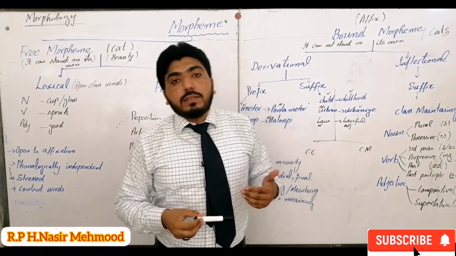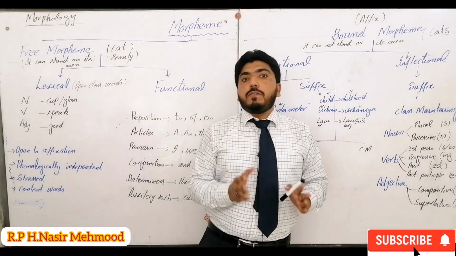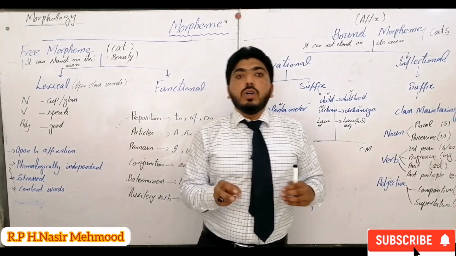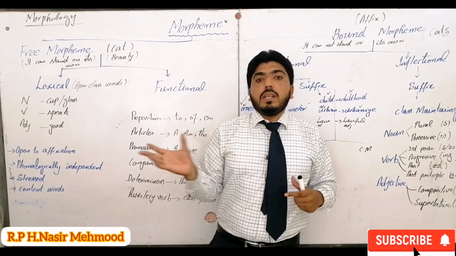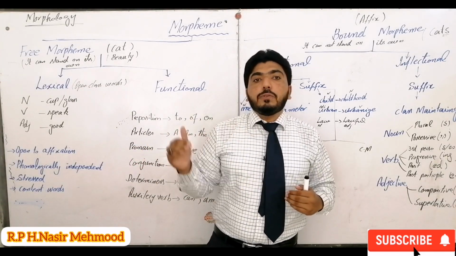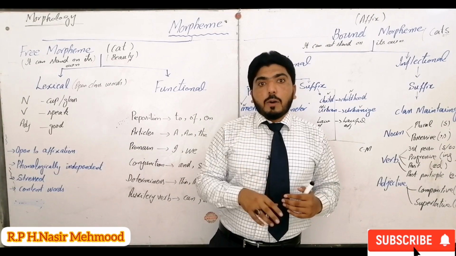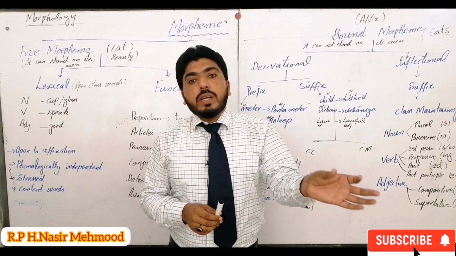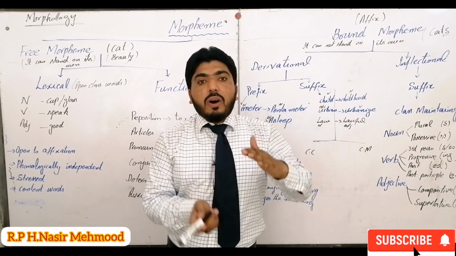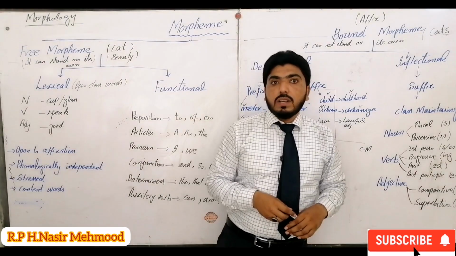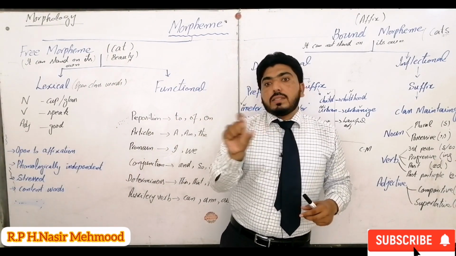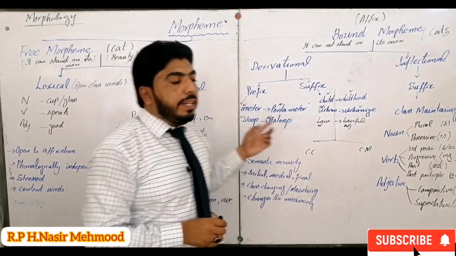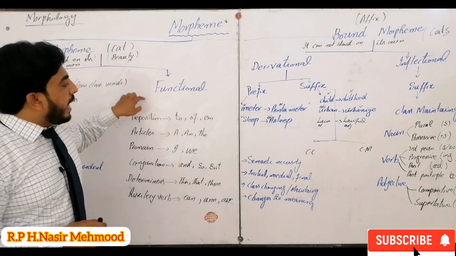And functional morpheme, as the word suggests, these morphemes fulfill the grammatical category, the grammatical function. Sometimes these are used to connect two words. Sometimes in the case of prepositions, these words tell the relative position of certain objects. For example, if I say the book is on the table, book and table are two objects, and on is telling the relative position of these things. He is going to school, so to is making a connection between school and he. So these words fulfill the grammatical category.